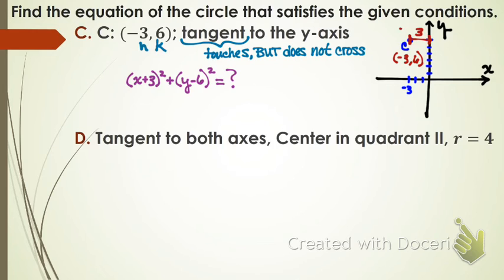So what is this 3 representing here then? What's that telling me? That's telling me my radius. I have the center marked, and it says that it's just touching, tangent to the y-axis. So however far I have to travel to touch the y-axis, that's our radius.